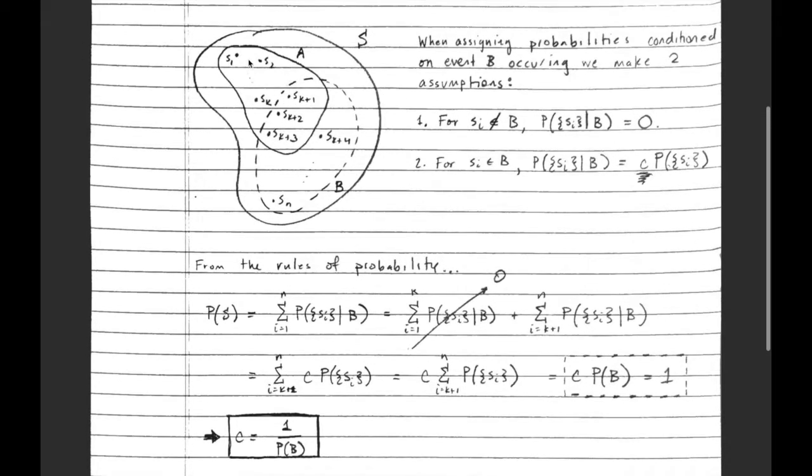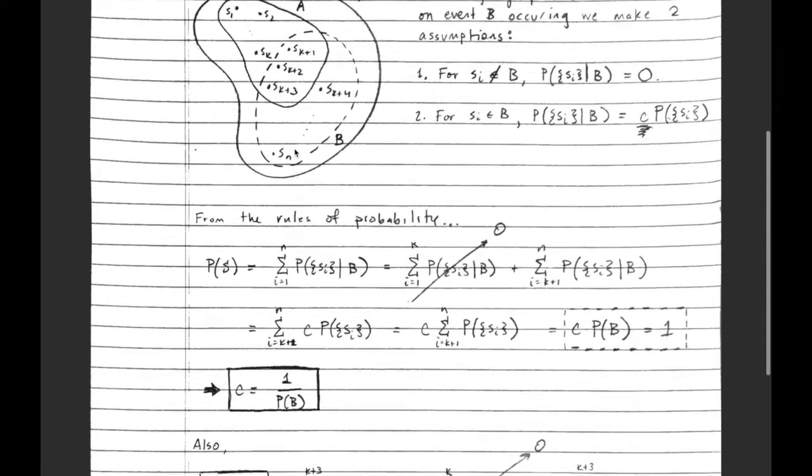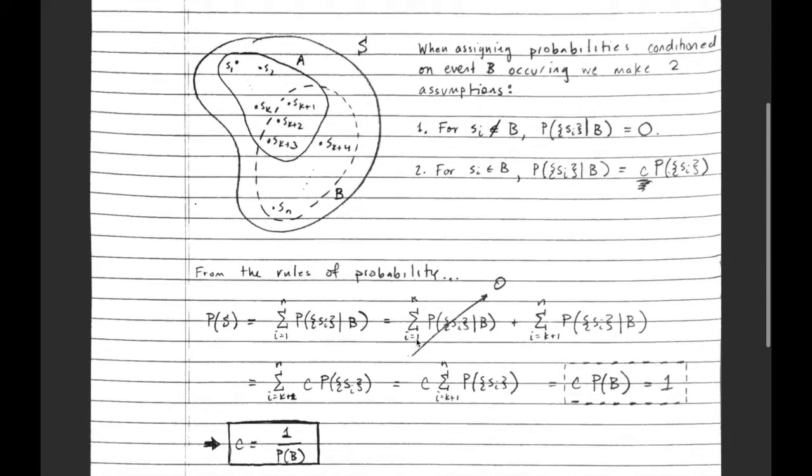This is over all sample points from i equals 1 to little n. Remember that those subscripts are my sample point notations up here. And I'm going to break it up into first a sum from i equals 1 to k. So that's these sample points up here that don't belong in event B, plus a sum from i equals k plus 1 to n. So that's all the remaining sample points over here.